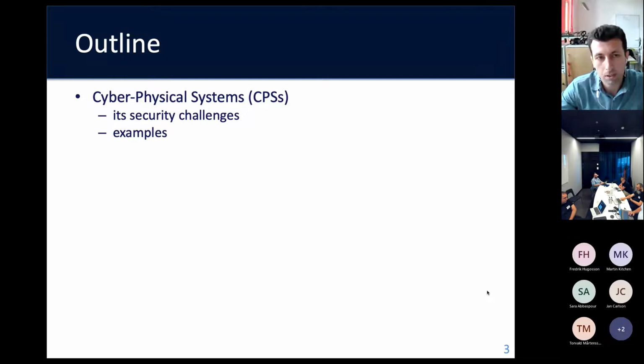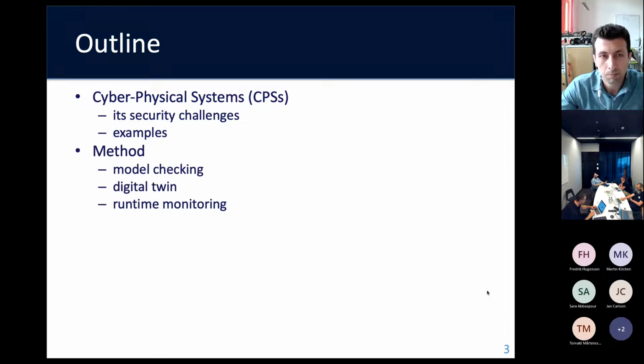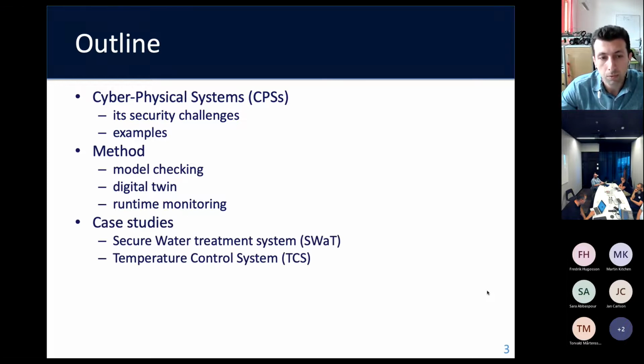First, I start with the cyber physical system. I explain how this system works, what the components of these kinds of systems are, and some examples. And then I go to the method, how we generate our tiny digital twin and how we use it at runtime. To give the details of our method, I use our two case studies.